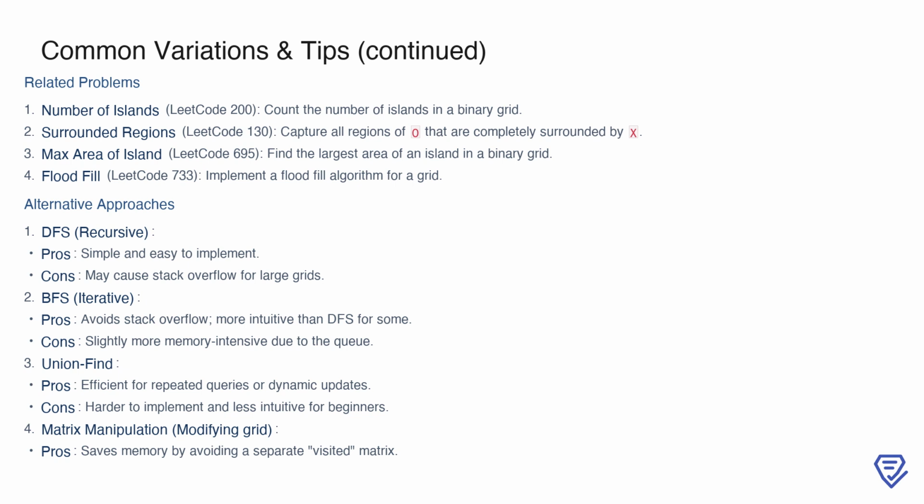Speaking of approaches, the problem can be tackled in multiple ways. Recursive DFS is simple and often the go-to method for many. However, it risks stack overflow on large grids. Iterative BFS avoids that issue and can be easier to visualize for some, though it does require more memory for the queue. Union find is another option, particularly useful for scenarios involving dynamic updates or multiple queries, but it tends to require a deeper understanding and is less intuitive for beginners. Lastly, modifying the grid directly allows you to save memory by avoiding a separate visited matrix, though this approach isn't always allowed depending on the problem constraints.